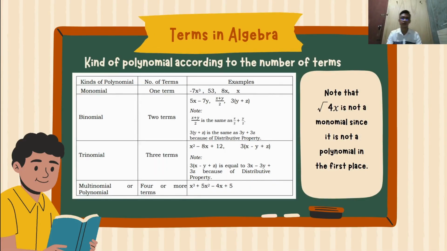Now, these are the kinds of polynomial according to the number of terms. Inulit lang din. Note that square root of 4x is not a monomial since it is not a polynomial in the first place. When we say polynomial, wala dapat siyang radical sign, if I'm not mistaken.